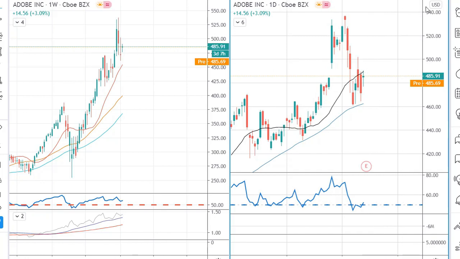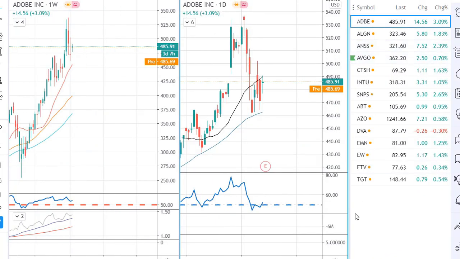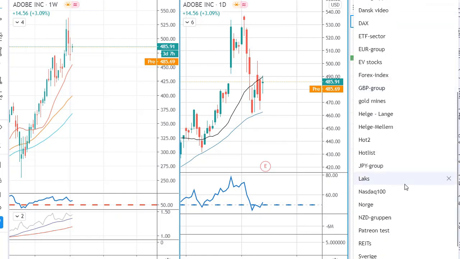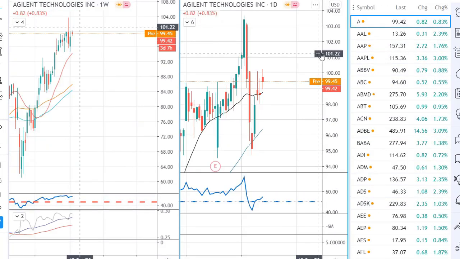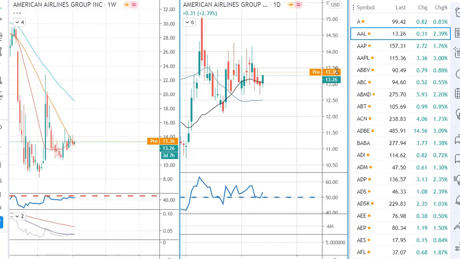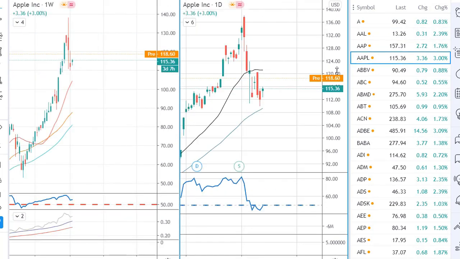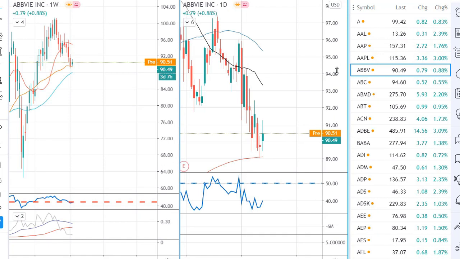Then we are back to Adobe. We have been through the list, and this, I hope, gives you an idea of how quickly I, at least on a daily basis, run through, for instance, the US market and the Scandinavian market. Then at least once per week, I go through the entire list. I have one just called the US here, where I have every single stock that I'm looking at in the US, and I go through them one by one, noting down what I'm interested in, what I should look for, what could be a candidate in the near future.